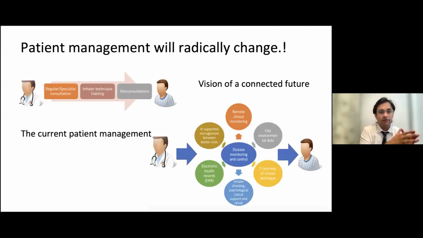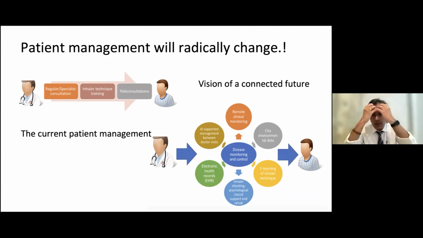Currently, we have a specialist or a regular consultation. You teach the inhaler technique, or maybe you can have a teleconsultation. This is the linear mode of practice that we have. In future, it will be branching out. There can be remote clinical monitoring. You also sometimes check the environment data.